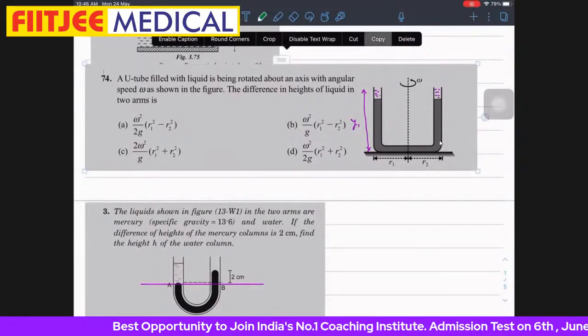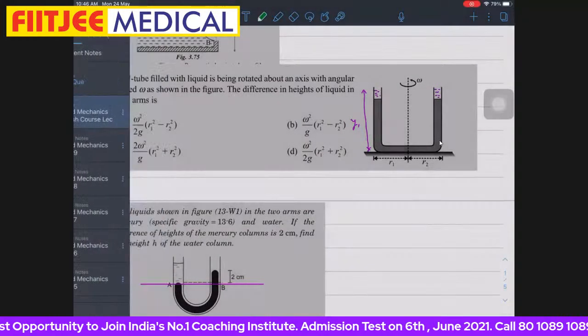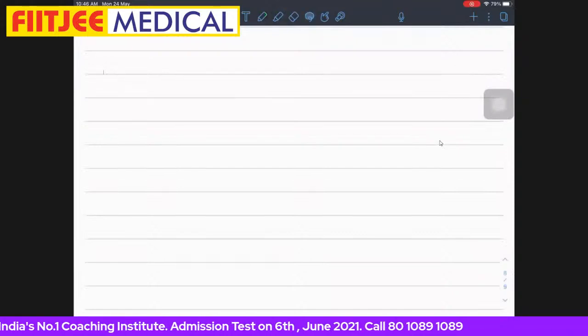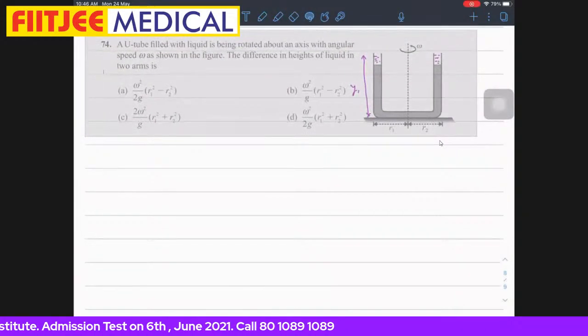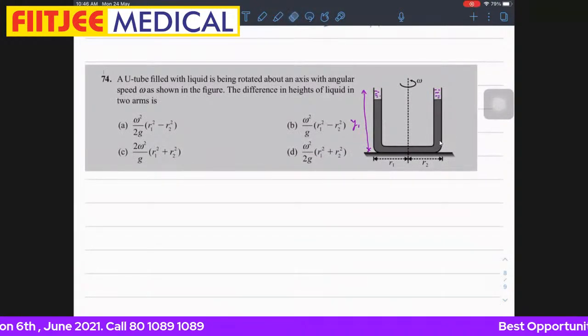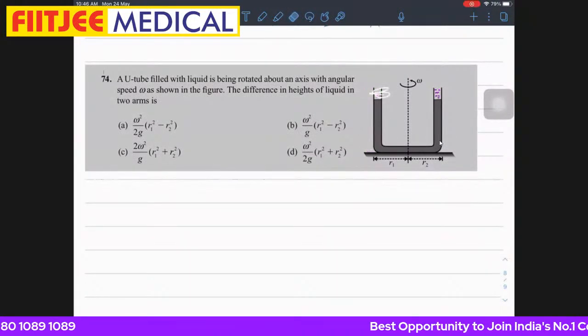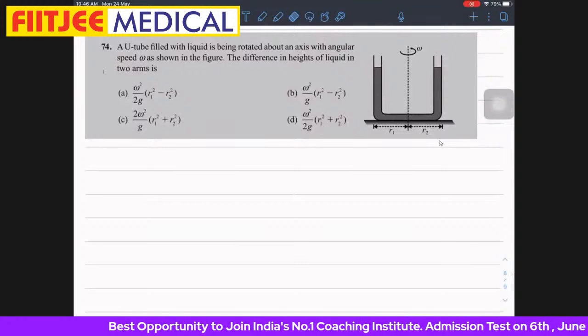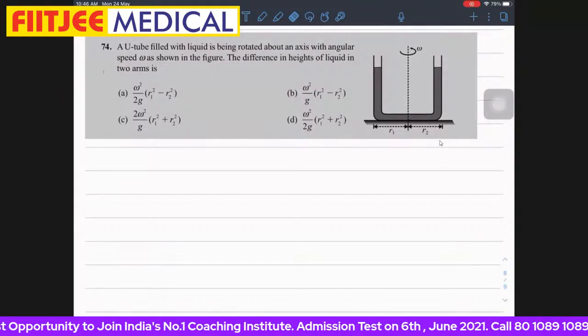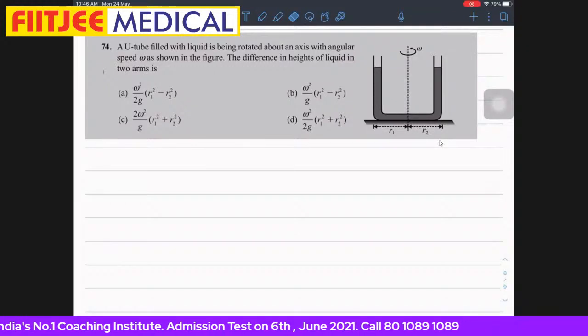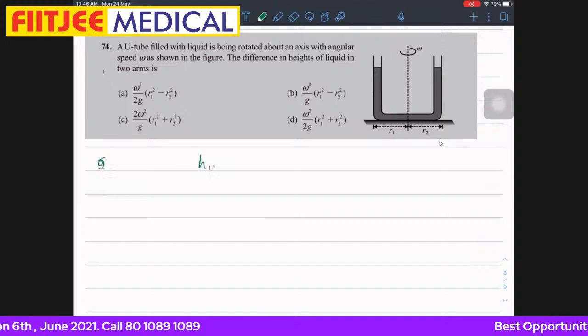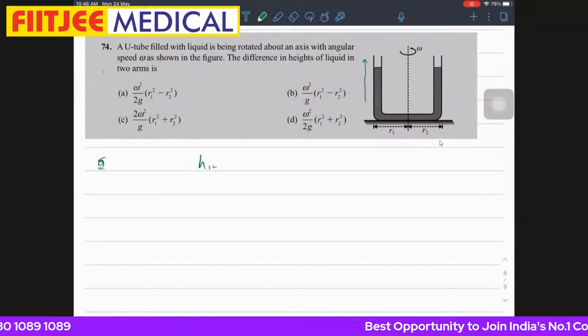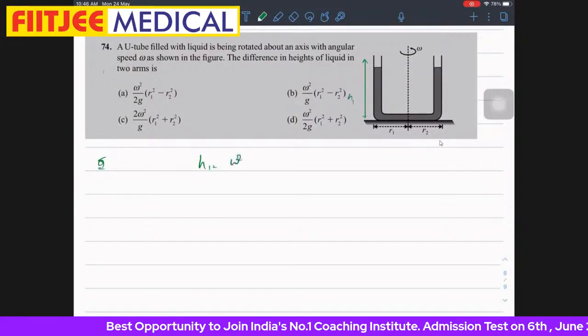Let's take this question. We have been given a U tube filled with liquid being rotated about an axis with an angular speed omega as shown in the figure. The difference in height of the liquid in the two arms. So as per the formula, suppose this one I am representing, it rises to a certain value, h1.